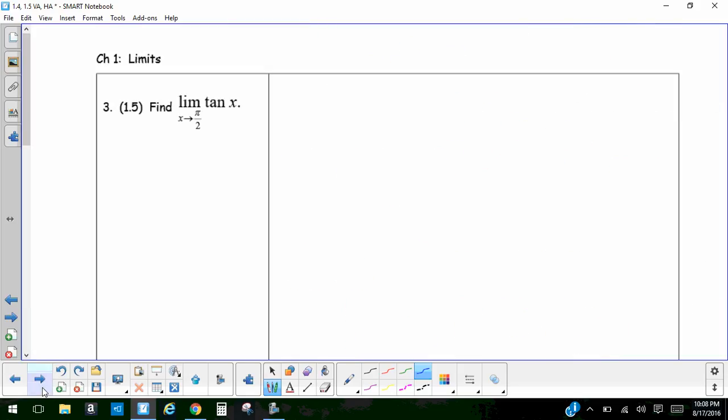Okay, now I want the limit as x goes to pi over 2 of tangent of x. There are 2 ways to do this, and it depends on how you best work with trig. So way 1, it is fair game to know any of the 6 trig function graphs. We can usually get around it if we're good with our unit circle, but if you already know all of your 6 trig function graphs, then you could do it by trig graphs.